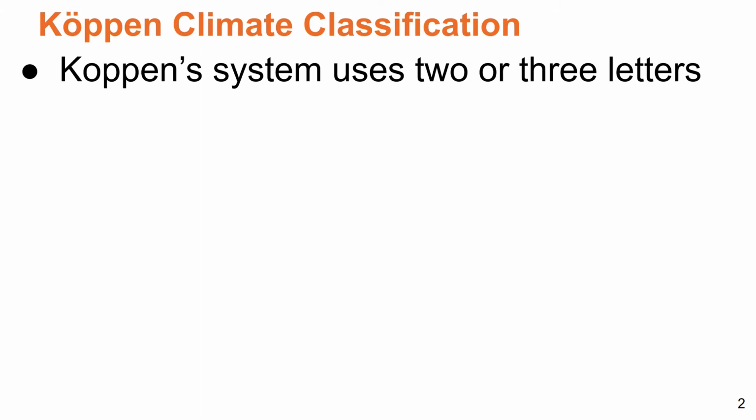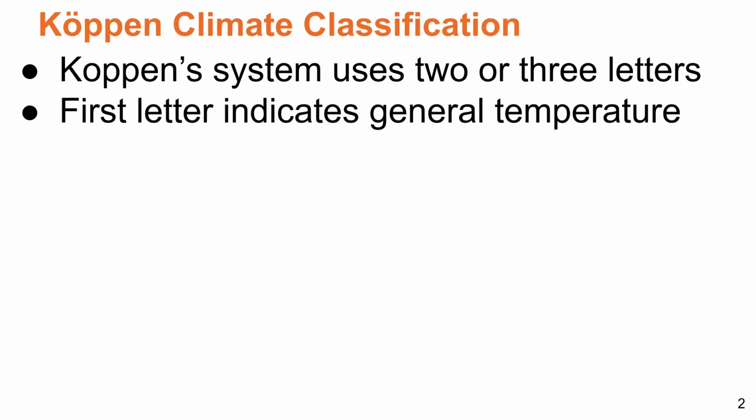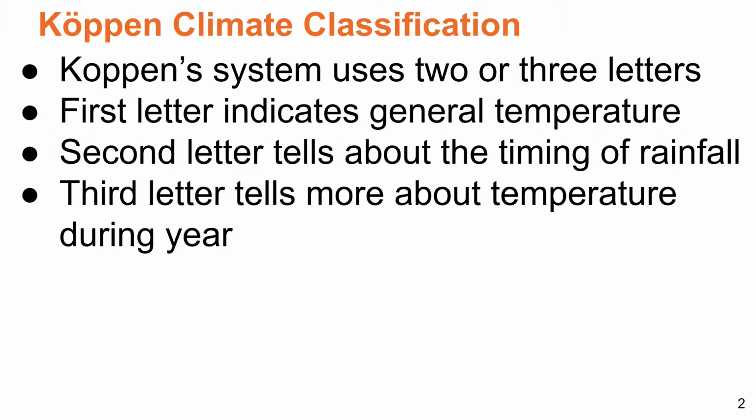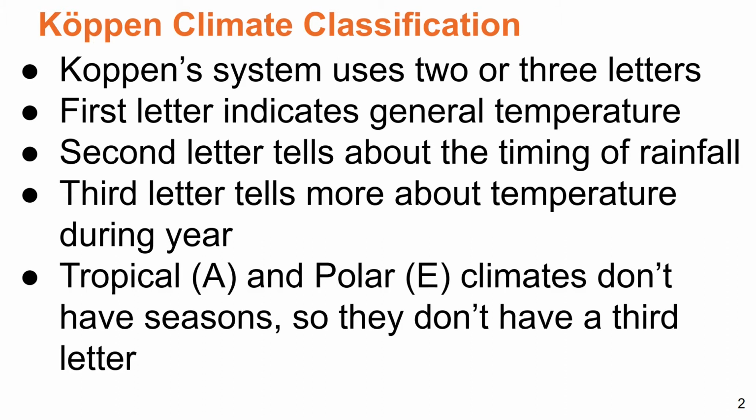So some review stuff. The Köppen system uses 2 or 3 letters. The first letter tells us the general temperature, like A, tropical, E, polar. The second letter tells us about the timing of the rainfall: F for year-round, W, winter dry, S, summer dry, M for monsoon. The third letter tells us more about the temperature during the year. Is the summer unusually hot? Is the winter unusually cold? Remember, the tropical A climates and the E climates don't have seasons, so they don't have a third letter.